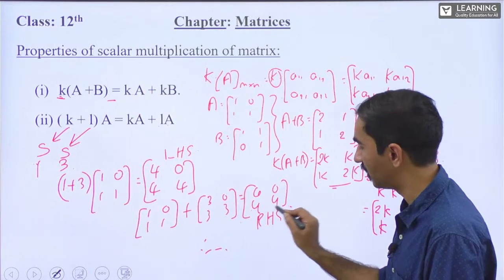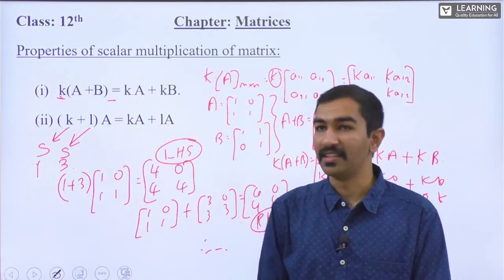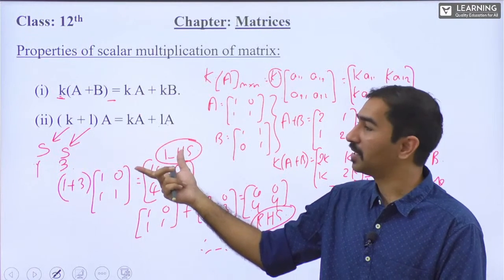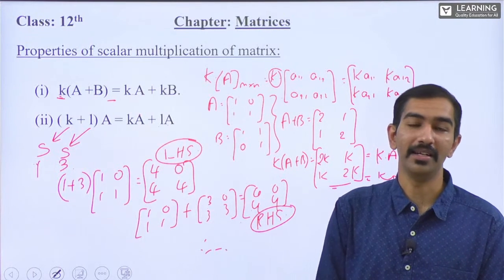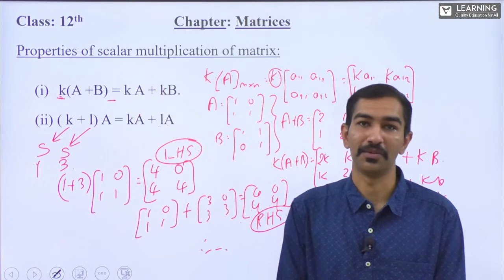So therefore what can we tell? Our LHS is equal to RHS. Therefore the second property of scalar multiplication is applicable and valid on matrices. Understanding, students? Moving on to the next property.